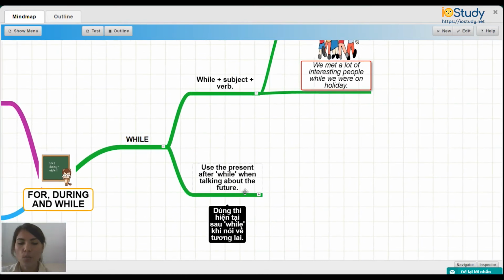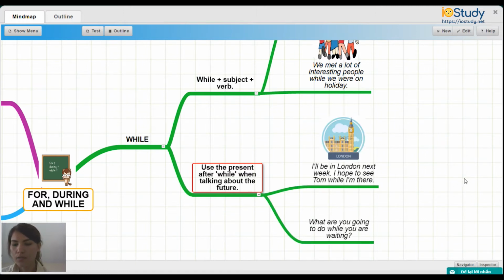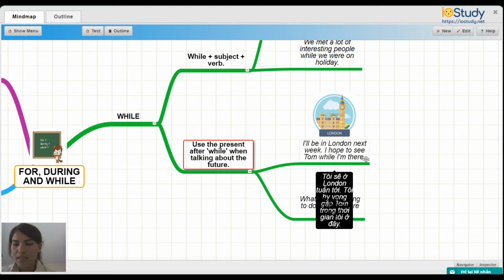Okay, next rule. We use the present after while when talking about the future. For example, I'll be in London next week. I hope to see Tom while I'm there. So use the present after while when talking about the future. So in the future, I'll be in London next week. I hope to see Tom while I'm there. I'm there is the present.